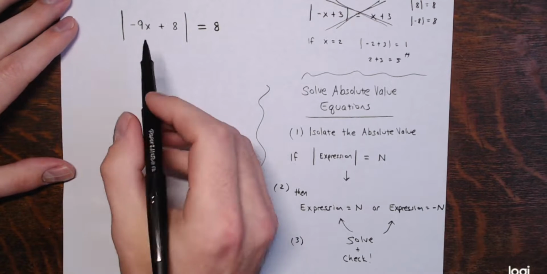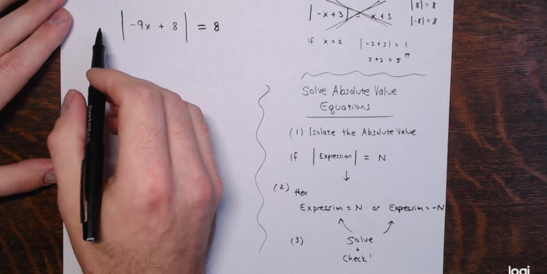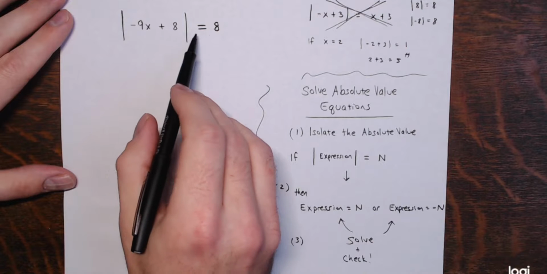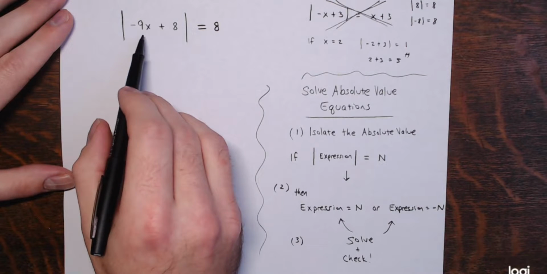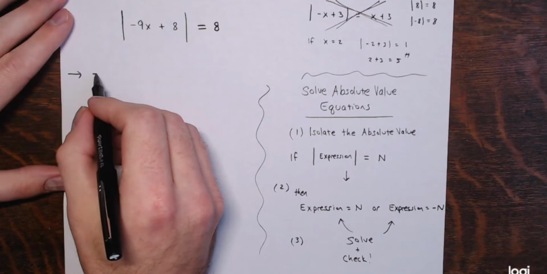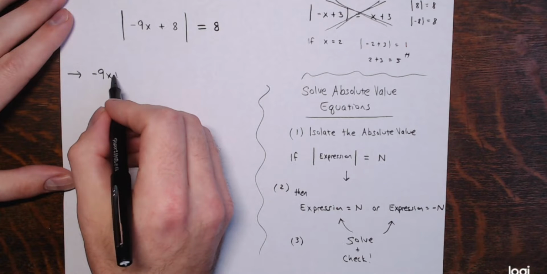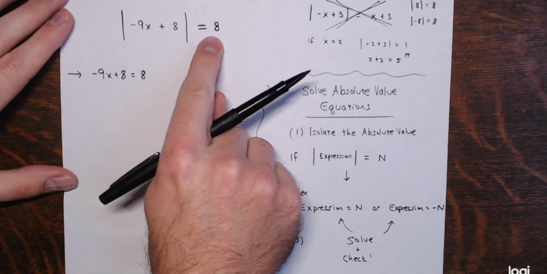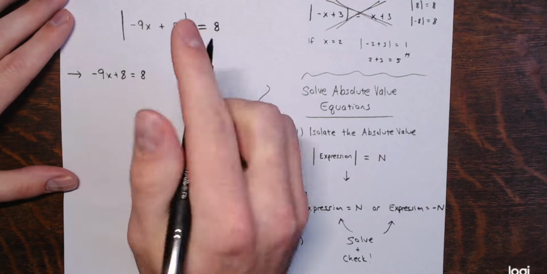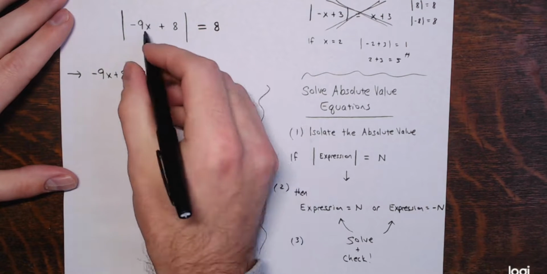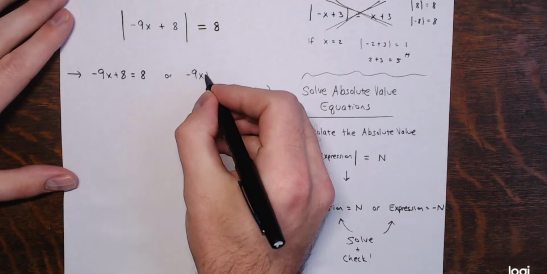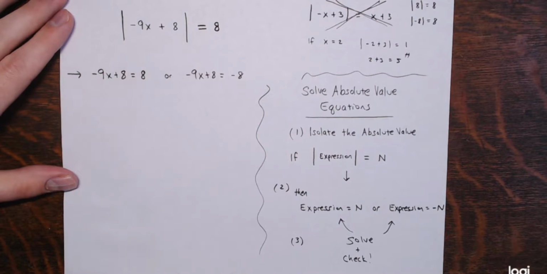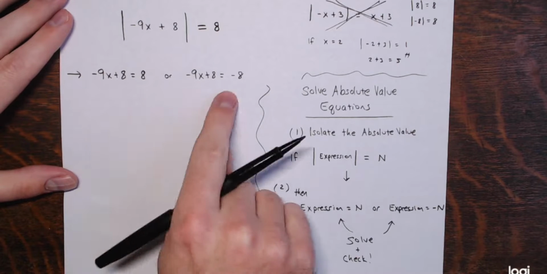So when I say the absolute value of negative 9x plus 8 equals 8, then negative 9x plus 8 could be 8 itself, because the absolute value of 8 is 8. Or negative 9x plus 8 could be negative 8. The absolute value of negative 8 is also 8. So one of these two things could happen, or both.